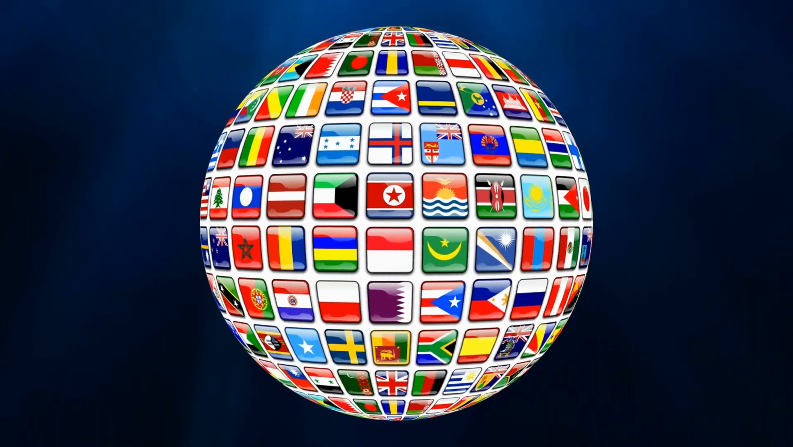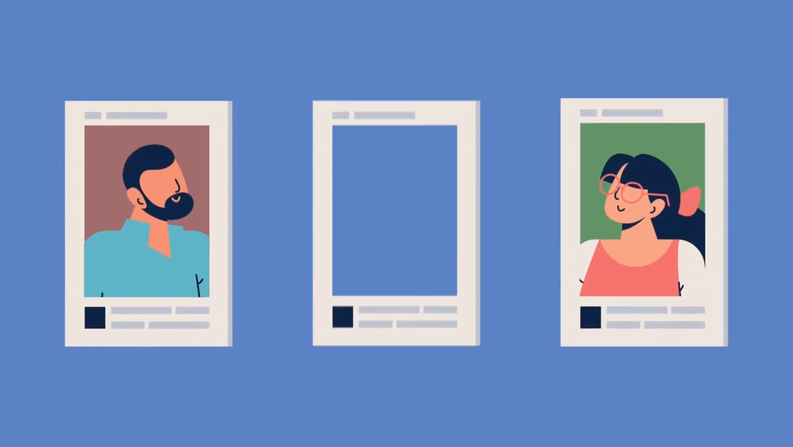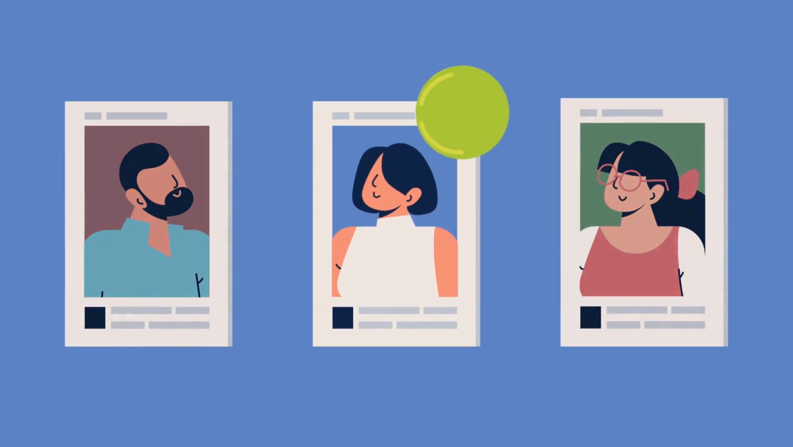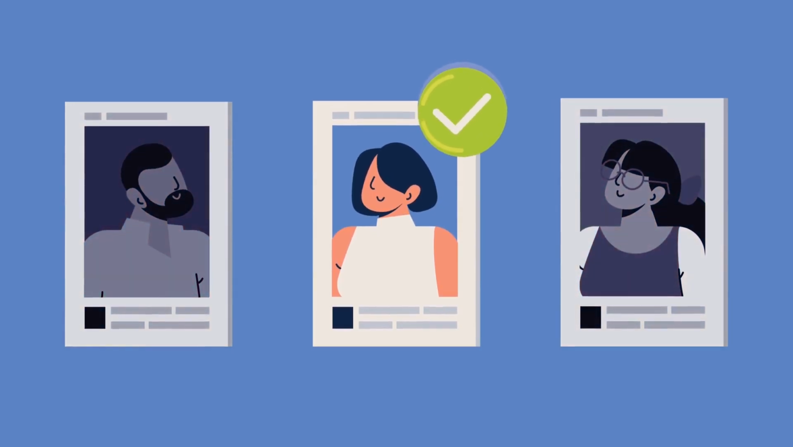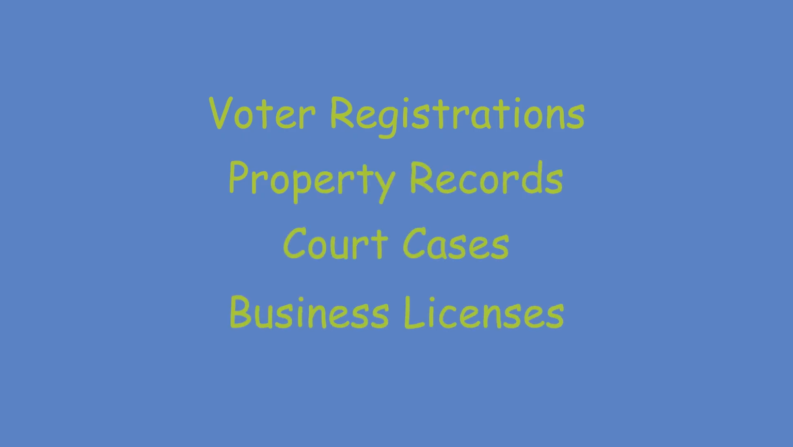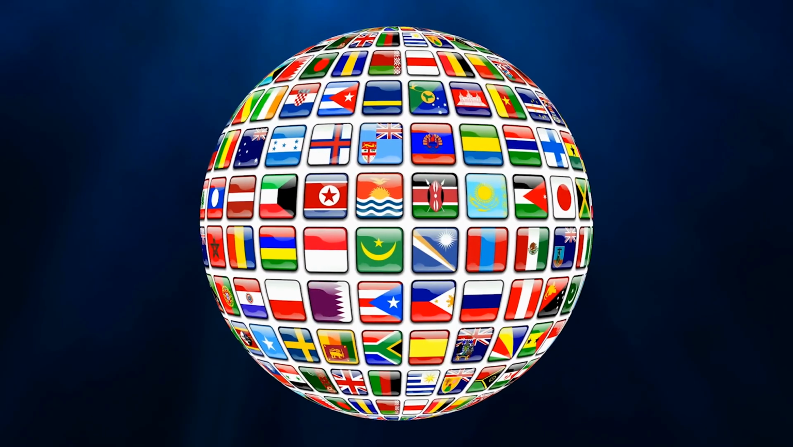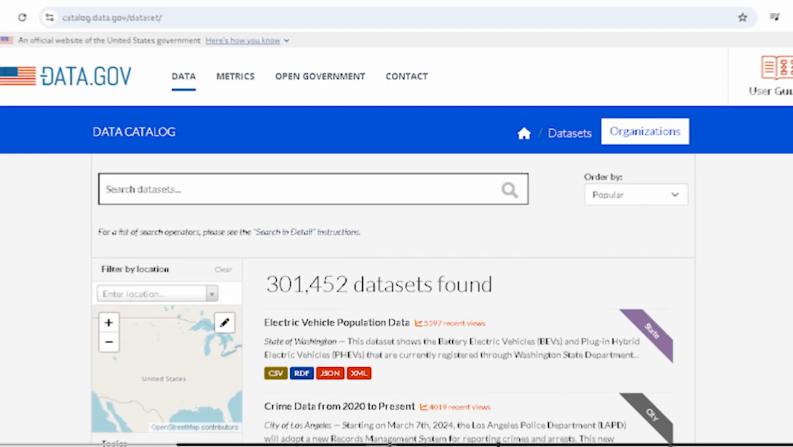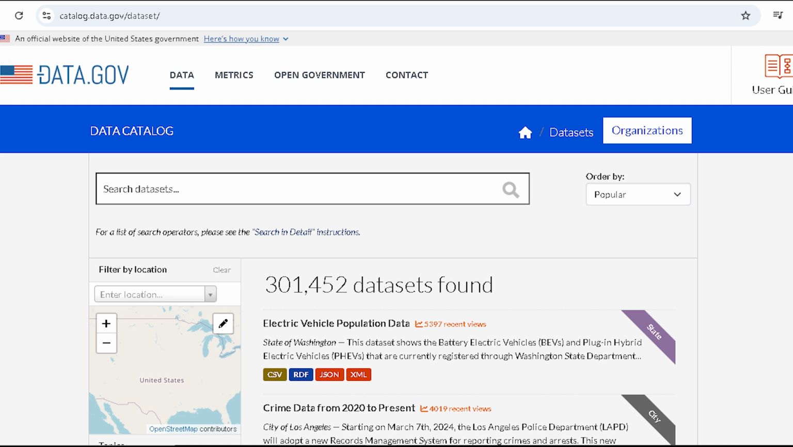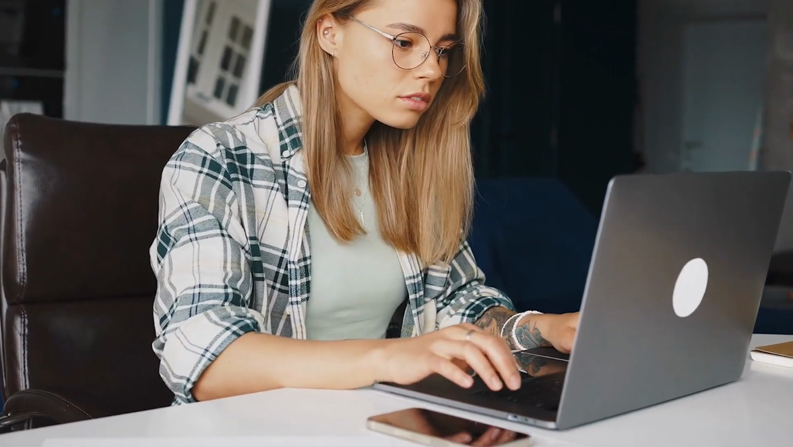Now, depending on the country, you may have access to specific government databases that contain public information about individuals or organizations. These databases can include voter registrations, property records, court cases, and business licenses. Keep in mind, however, that access to these records varies widely depending on location and privacy regulations. Still, these government databases can be an invaluable starting point if you know where to look. In cases where information isn't immediately accessible, advanced search techniques may be necessary to locate the relevant public records.